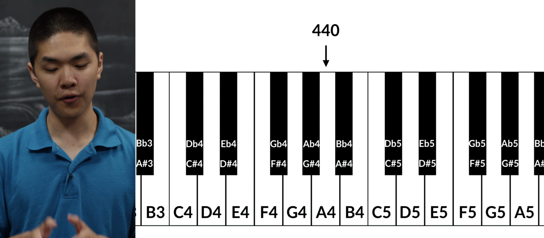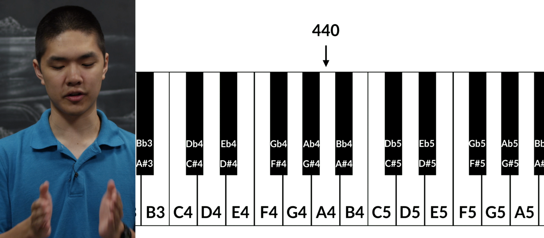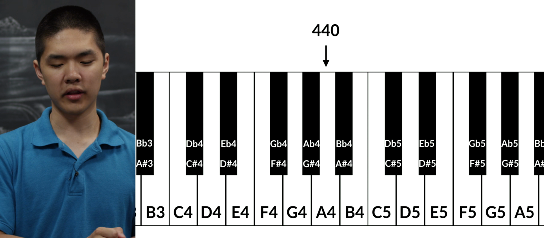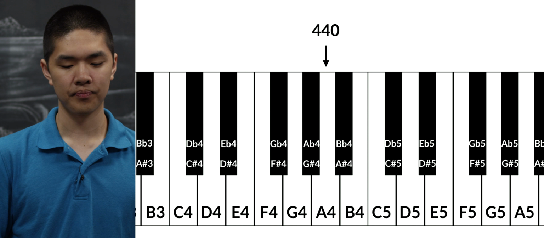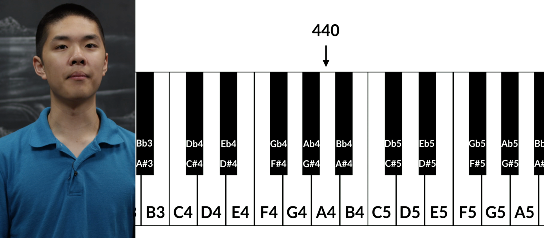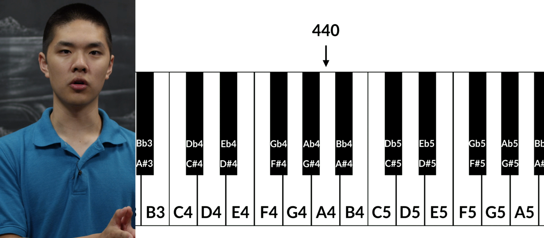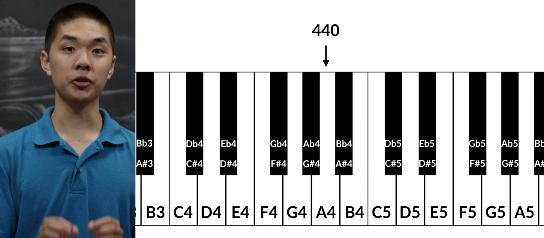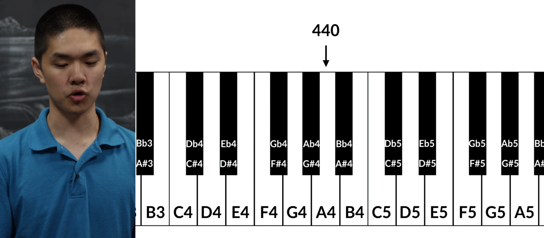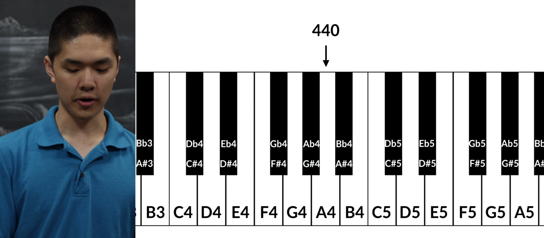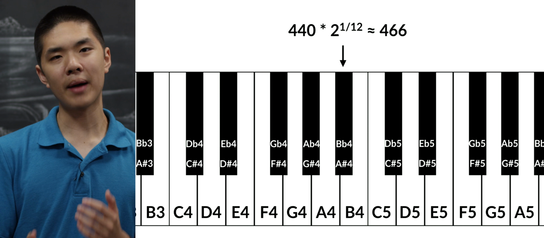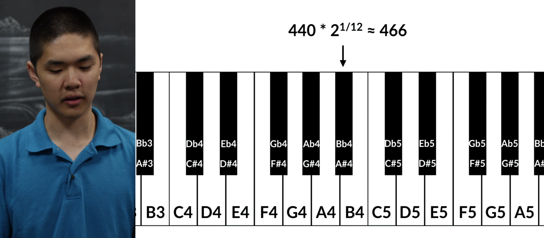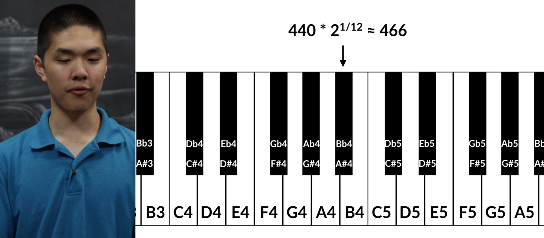So we know that A4 is 440 hertz, and that's just a standard. But what about one semitone up from it, A#4, or equivalently B-flat4? Well, all we're going to do there is remember that when we move up one semitone, we take the frequency and we multiply it by 2 to the power of 1/12. So if we take 440 and multiply it by 2 to the power of 1/12, we get about 466 hertz as the frequency for A#4.